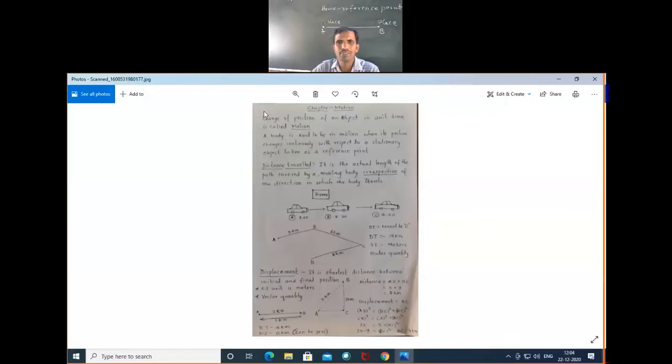Already you know it, I will just recapitulate it. I have given an example here. A car, you can see the screen here. A car is at a place A. This is place A.